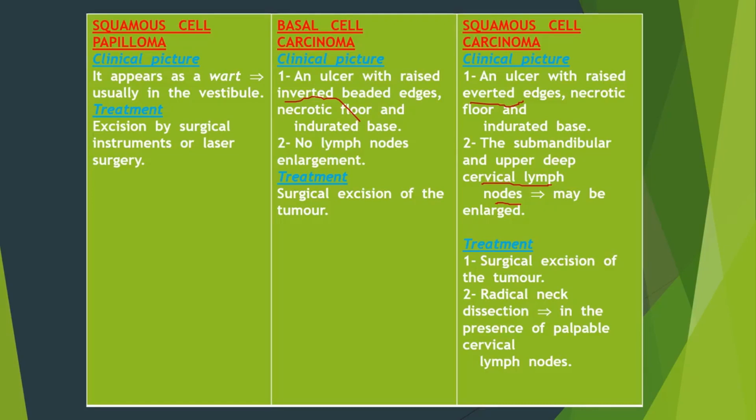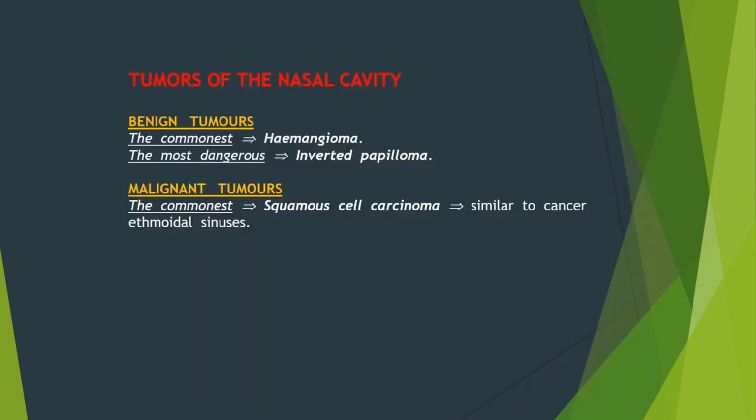Squamous cell carcinoma, the ulcer has raised but everted, not inverted, edges with necrotic floor and indurated base, and it may metastasize to the cervical lymph nodes. It is treated by surgical excision of the tumor and radical neck dissection if there are palpable cervical lymph nodes.